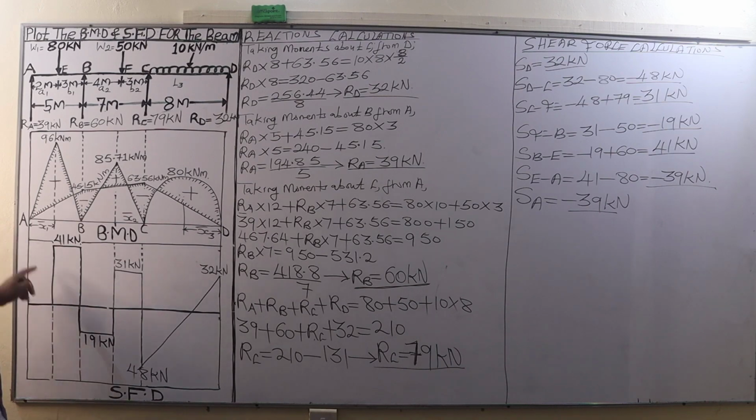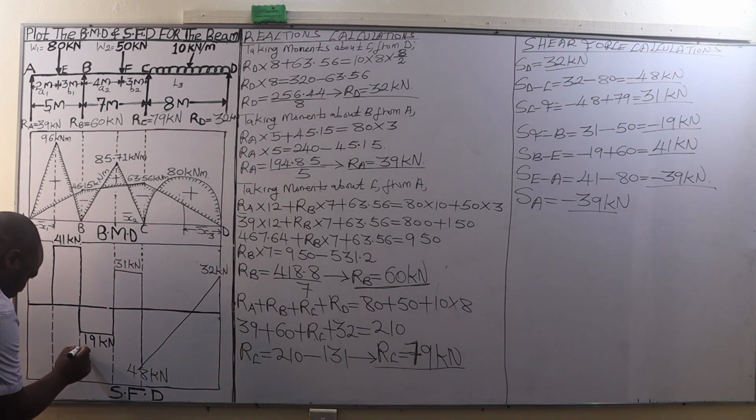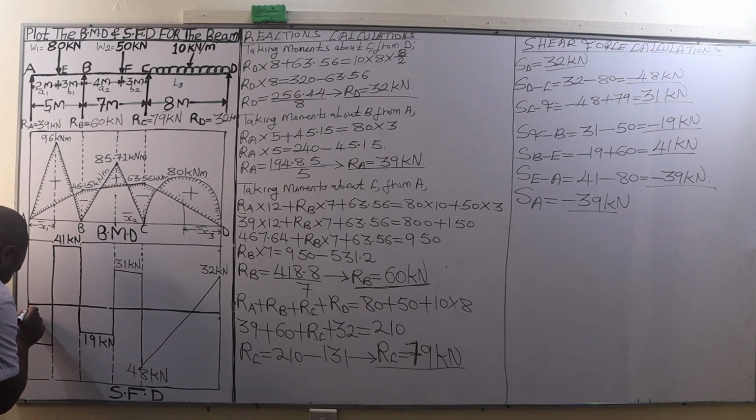Shear force between E and A, that is negative 39. So negative 39, definitely above 48 there and below 19. So let me approximate it to be there. Then we connect it. Then finally shear force at A, 39. So we have 39 kilonewtons.